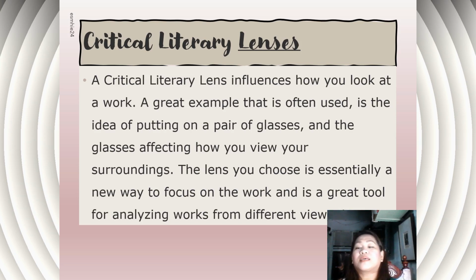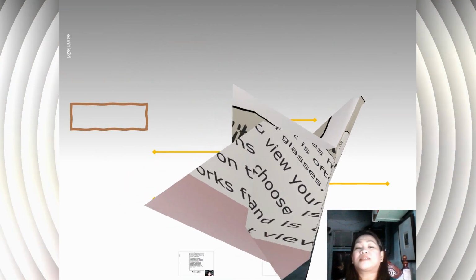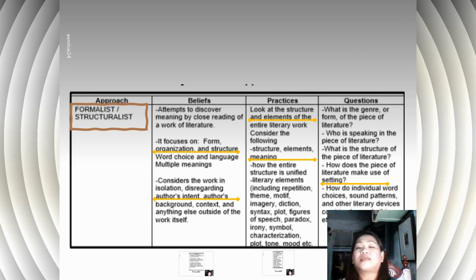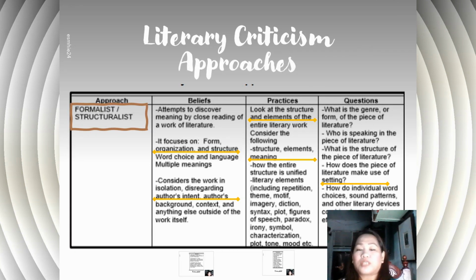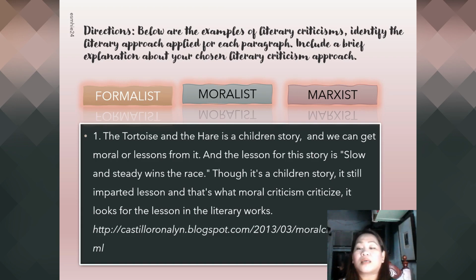So next is the literary criticism approaches. Here are the different approaches, by understanding the beliefs, the practices, and the questions that will be raised in that particular literary approach. So let us now begin with the formal. This is how we define the literary approaches, which are the formalists, the moralists, and Marxists.